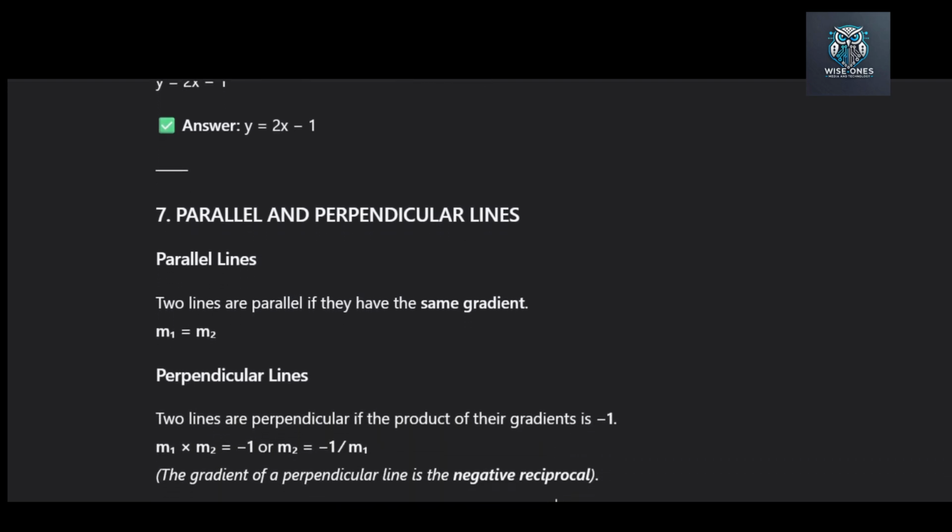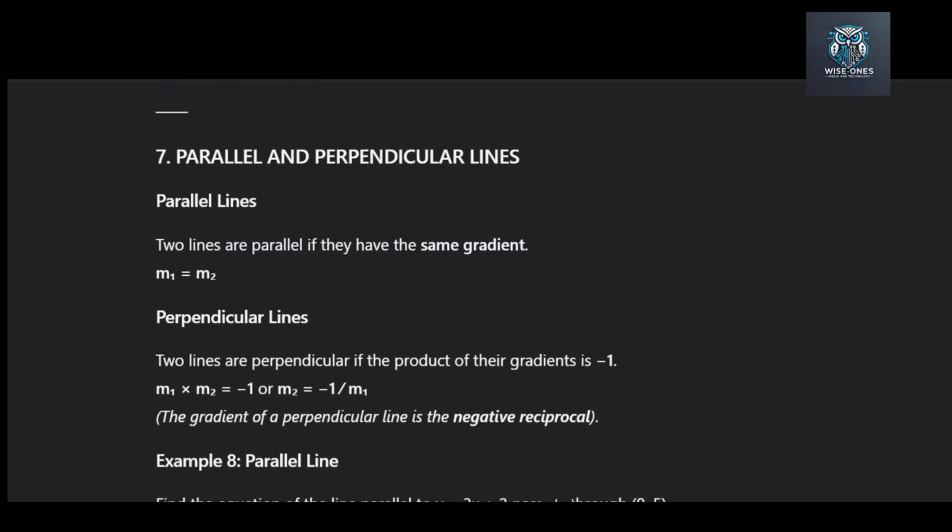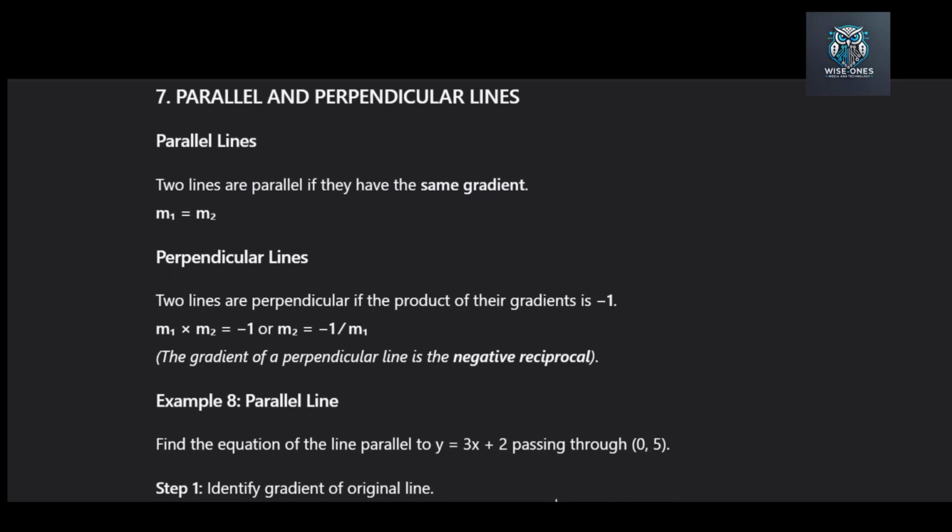Now let us move to section 7, parallel and perpendicular lines. This is very important for exams. Parallel lines are lines that never meet. They have the same gradient. So if line 1 has gradient m1 and line 2 has gradient m2, they are parallel if m1 equals m2.